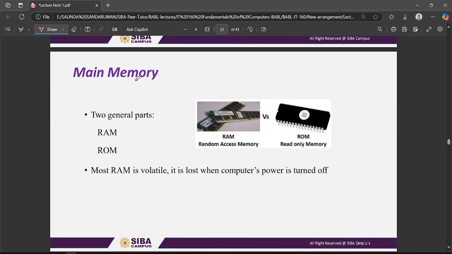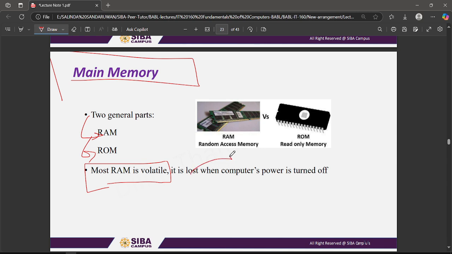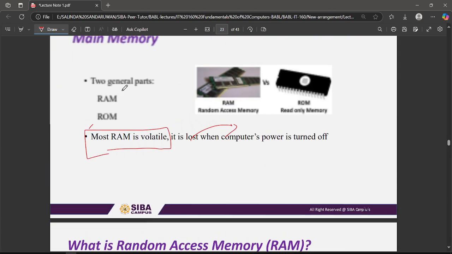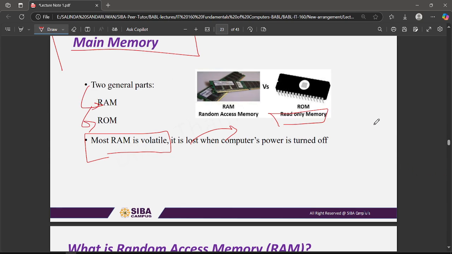And what about the main memory? We first discussed the RAM, but there are two parts, right? The RAM and the ROM. Most RAM is volatile. Volatile means when the electricity goes out, it loses the memory. But ROM is read-only memory. You can't modify it, but the RAM you can modify. Modify means it will automatically save the data which you are currently using. ROM is fixed, and you can't change it, right?